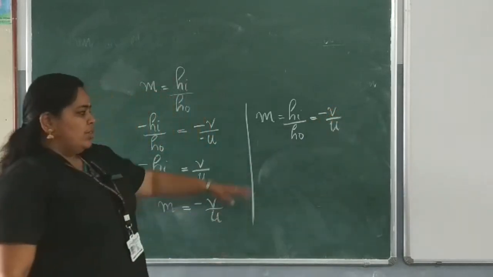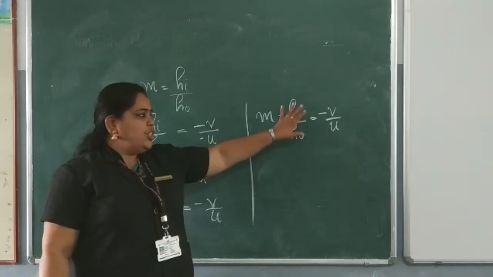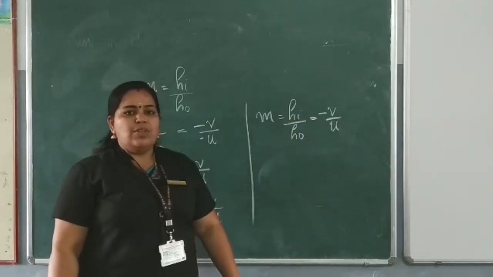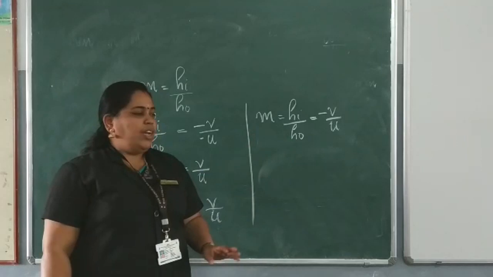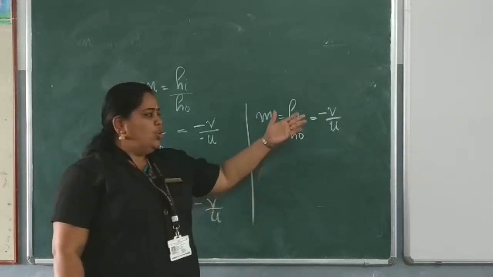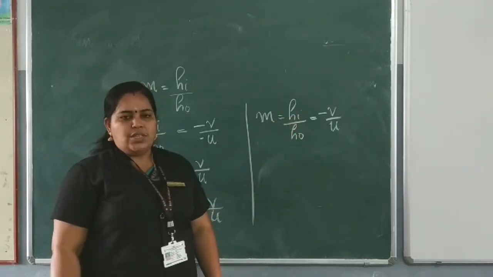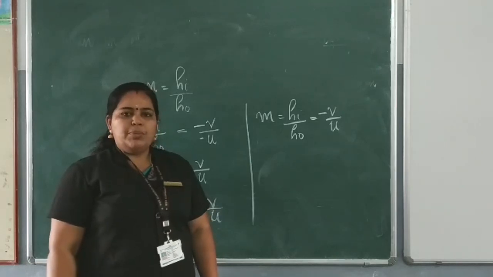So you have to study this formula. HI by HO is equal to minus V by U. From this formula we can find out the value of HI or HO. Anything we can find out. So let's do one problem related to this formula.